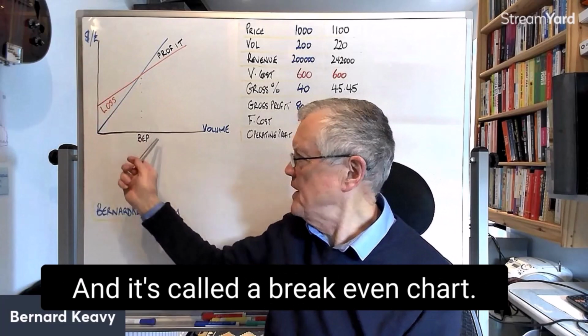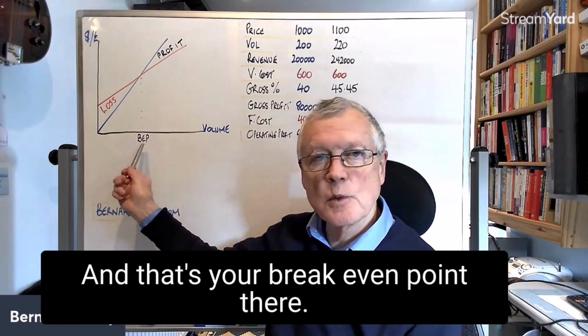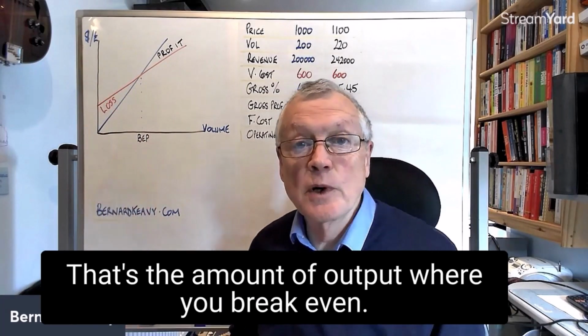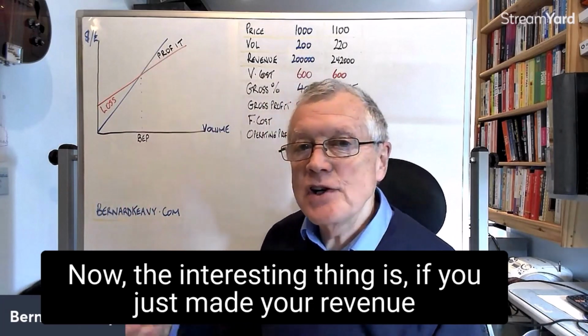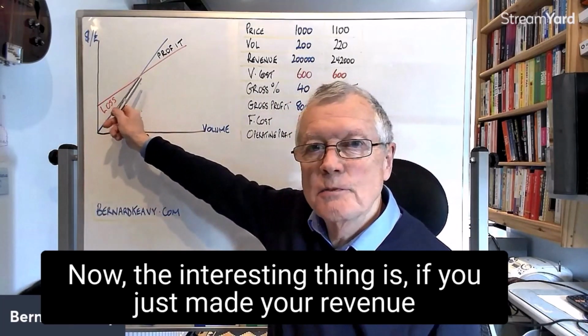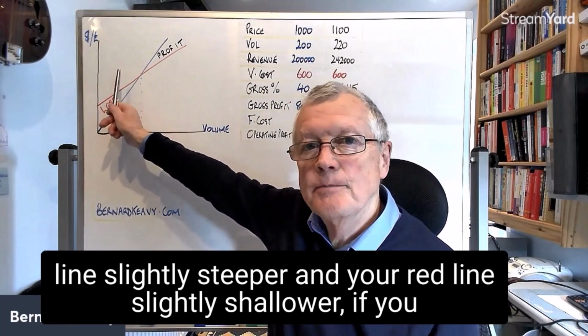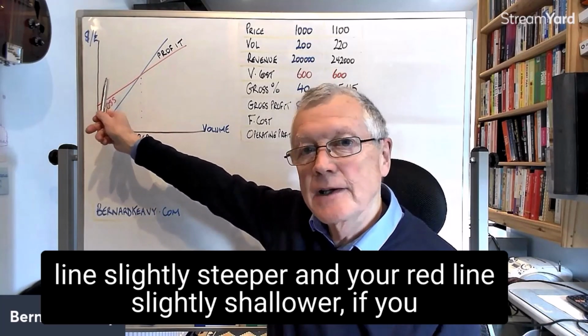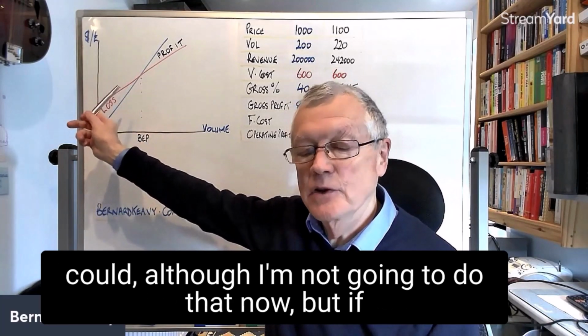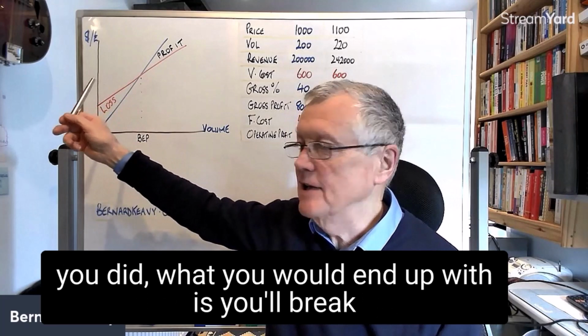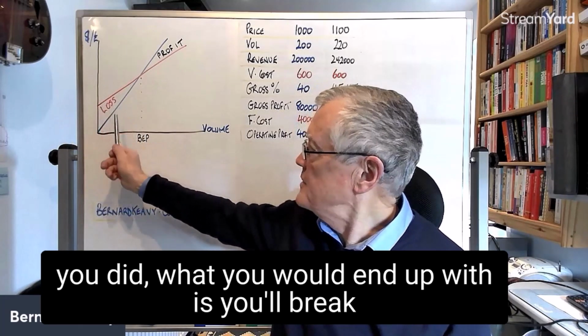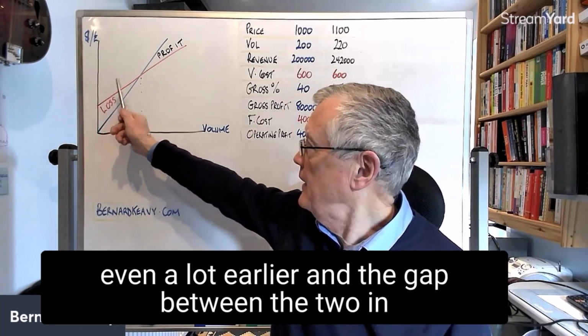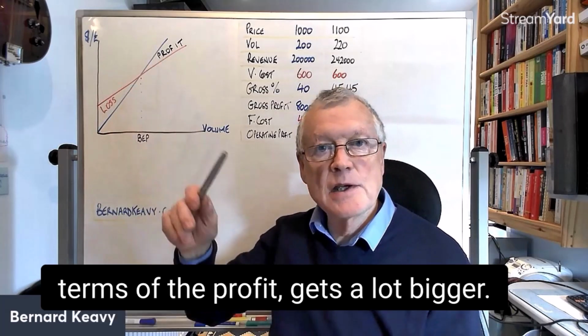And it's called a break-even chart. And that's your break-even point there. That's the amount of output where you break even. Now, the interesting thing is, if you just made your revenue line slightly steeper and your red line slightly shallower, if you could, although I'm not going to do that now, but if you did, what you would end up with is you'll break even a lot earlier, and the gap between the two in terms of the profit gets a lot bigger.